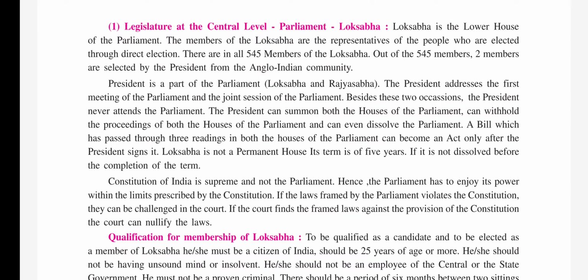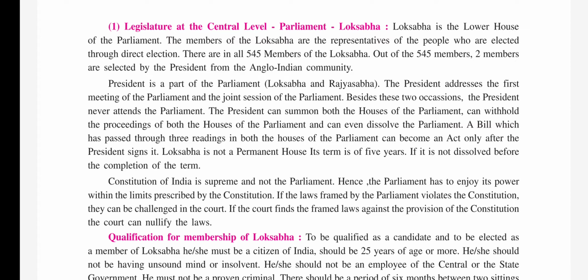Today we will continue with our chapter number 10, organs of the government. And from that, today we will discuss legislature at the central level. And in that, the first one that we are going to discuss is about Lok Sabha.